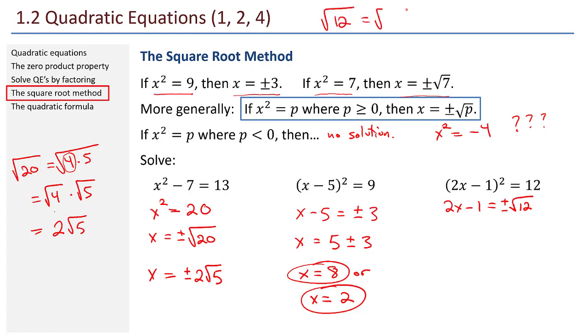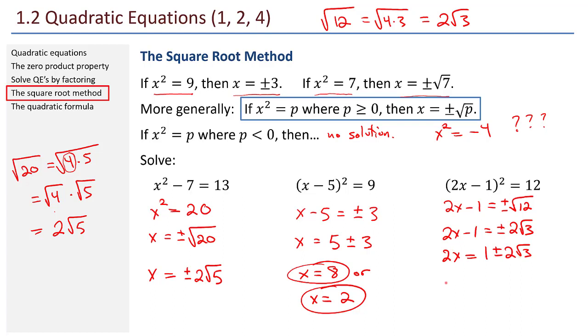Square root of 12 is the square root of 4 times 3. Square root of 4 is 2, so this equals 2 times the square root of 3. So 2x minus 1 equals plus or minus 2 root 3. Let's add 1 to both sides. 2x equals 1 plus or minus twice the square root of 3. And now let's divide both sides by 2.